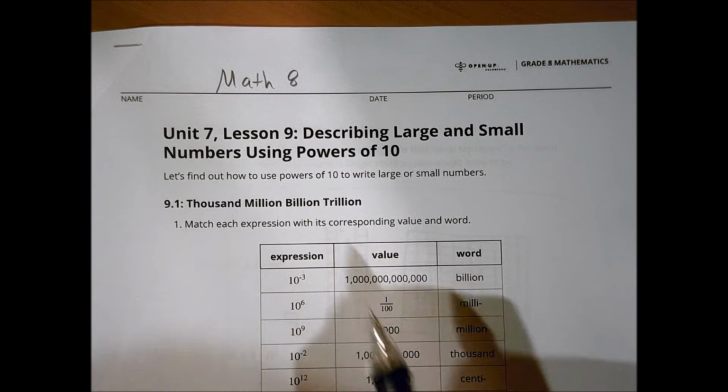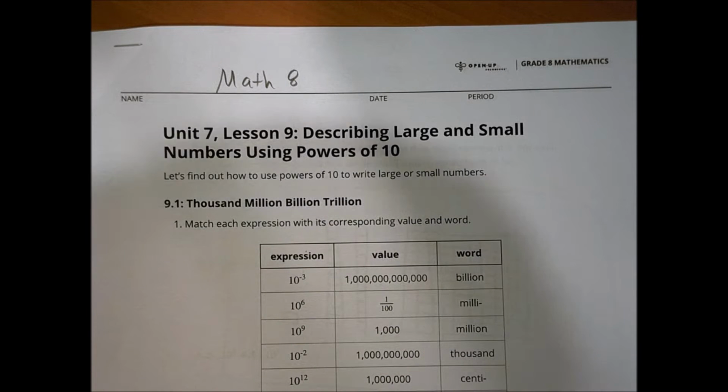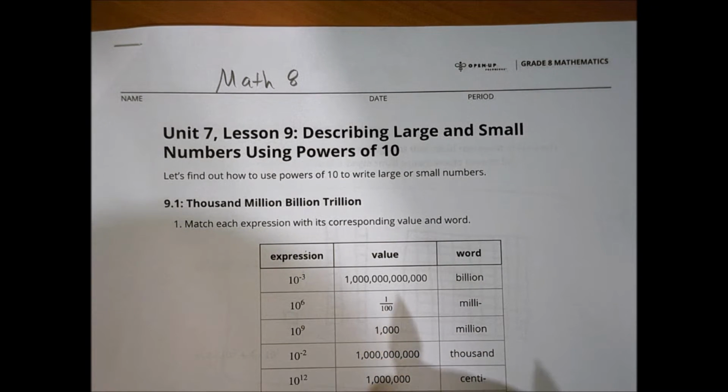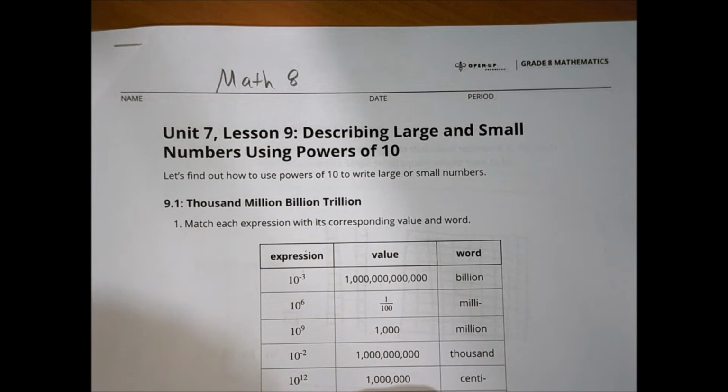So the first thing it wants you to do is to match the expression with a corresponding value and then its word. Okay, so let's take a look at some of these here. We have some negative ones and positive exponents here. So let's start with a positive one. Maybe it's a little easier to take a look at.